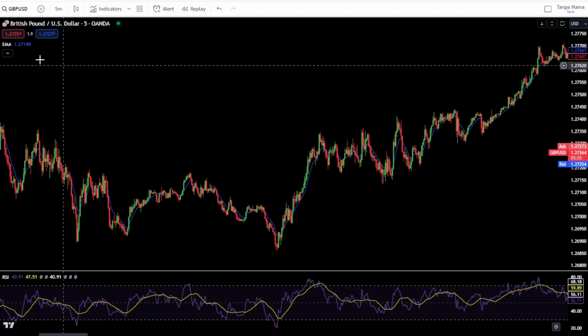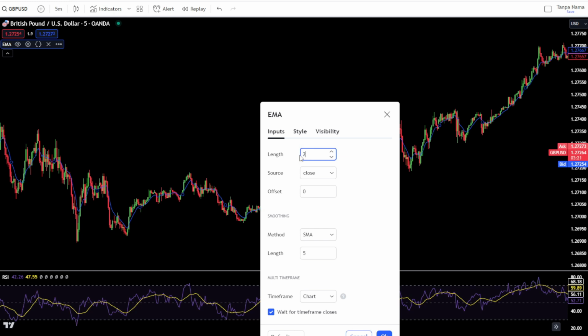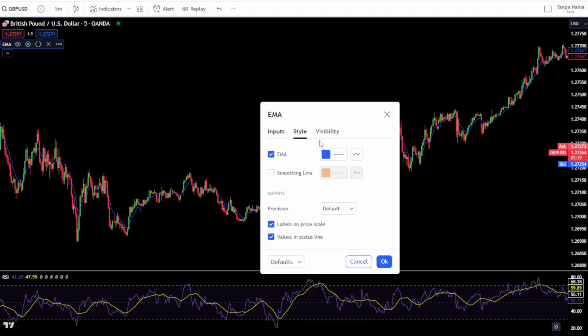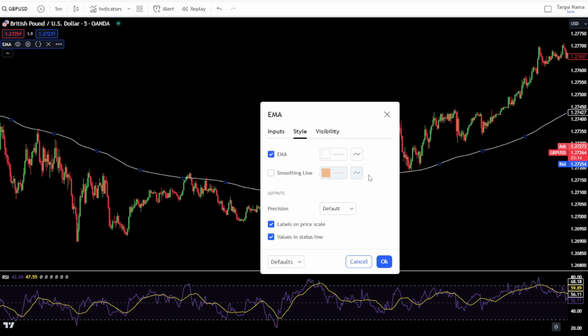Enter the EMA settings. In the Input tab, change the EMA length to 200. Then, go to the Style tab. In the Style tab, customize the EMA color according to your preference and click OK.